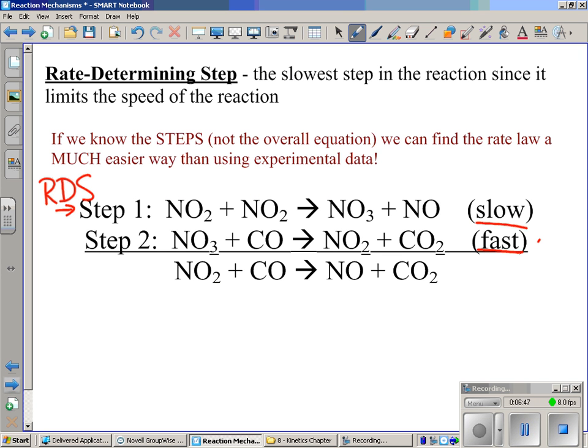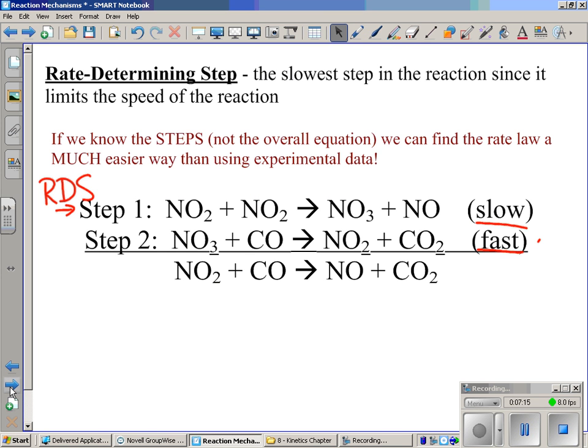And because we now know the step that's responsible for how fast the rate is going to occur, what the rate of this reaction is going to be, we actually have an easier way to figure out rate law than actually calculating it out. If we know the rate determining step, we can use that rate determining step to actually calculate the rate law. And here's how it works. First of all, we only care about the rate determining step. So step 2 really doesn't matter to me, okay?